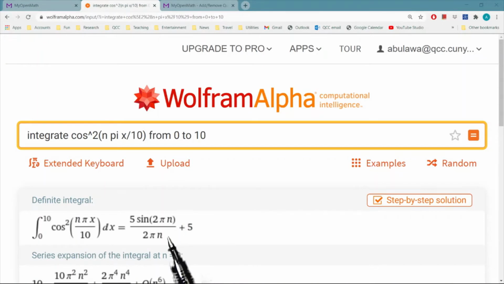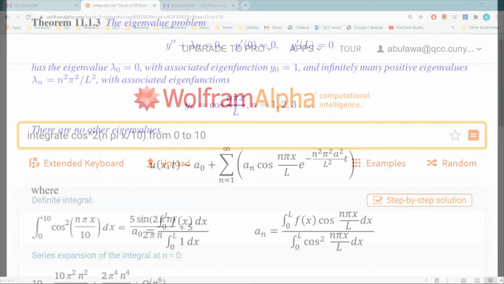Now, it looks a little ugly, but if you look at it closely, it's not that bad, because sine of 2 pi n when n is an integer is always equal to 0, right? So this whole stuff over here is 0, so the answer is just 5. Okay, so our denominator is 5. What else do we need?